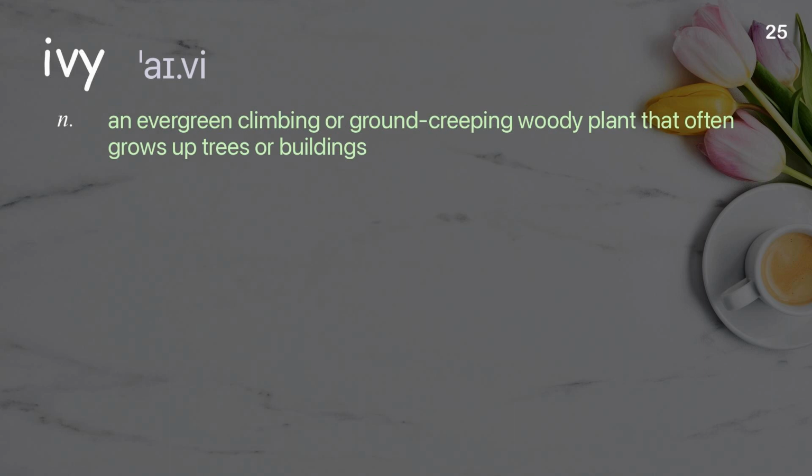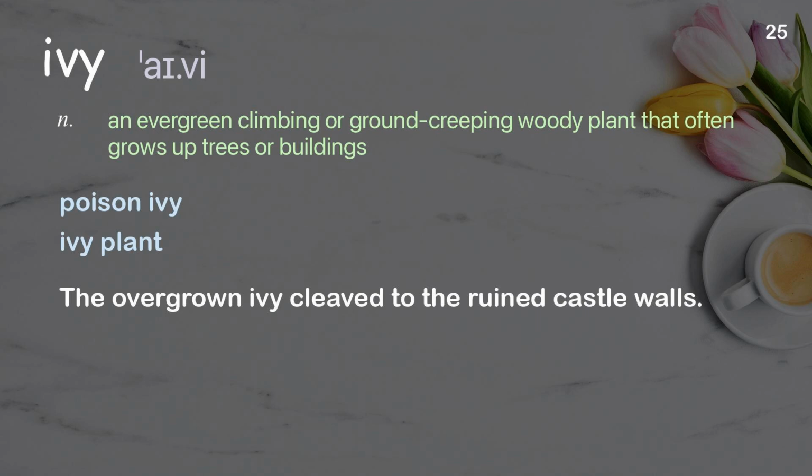Ivy. An evergreen climbing or ground creeping woody plant that often grows up trees or buildings. Examples: poison ivy, ivy plant. The overgrown ivy cleaved to the ruined castle walls.